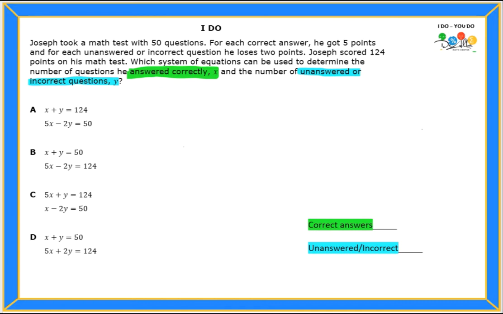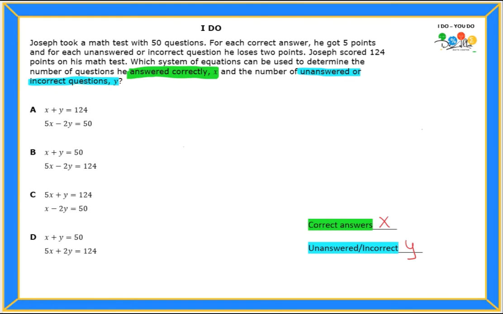So my advice for you to do first is you read the question, and of course you want to identify X and Y. So now I know that the questions that he answered correctly are going to be X, and the ones that he doesn't answer, or maybe he gets them wrong, will be the Y. Okay, so far so good?